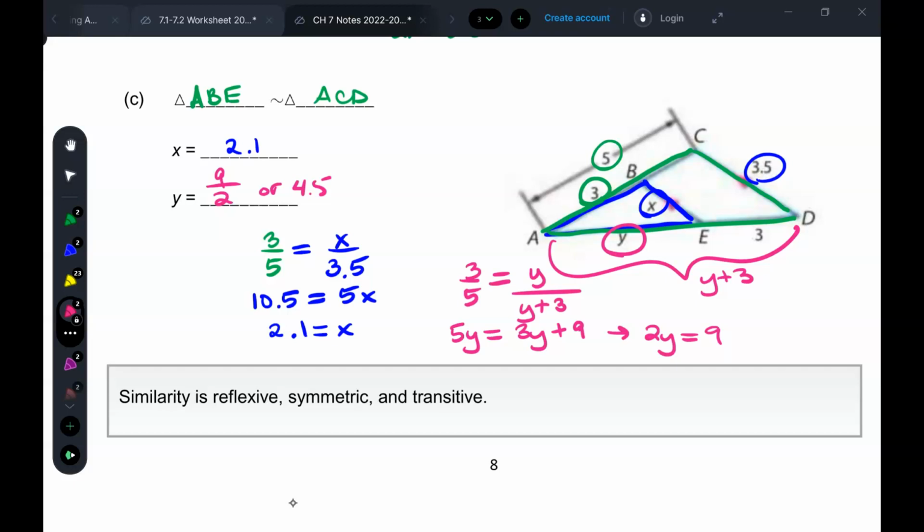I missed that. What was it? What was the question?